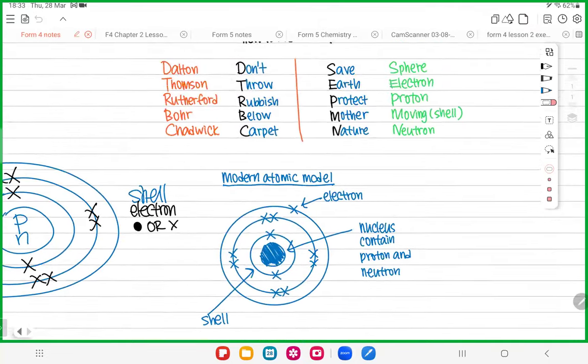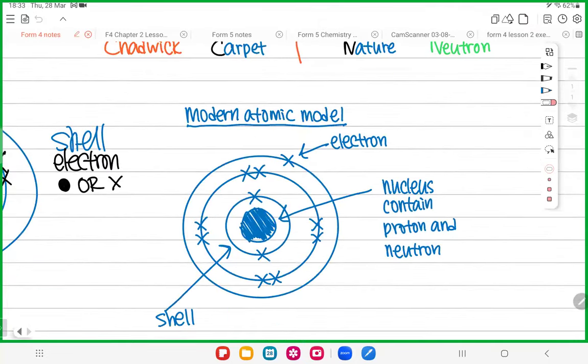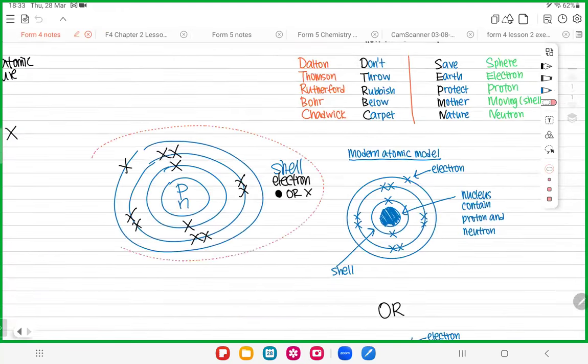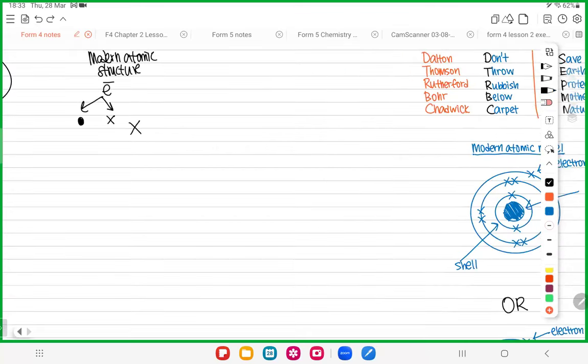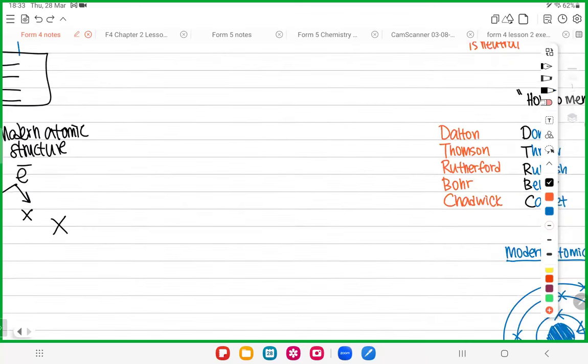All right, so now we need to know how to draw the modern atomic model. What is the modern atomic model? It means that after you combine all the knowledge from the five scientists just now, all the five concepts, we come up with the latest version. Modern means latest. So how do you draw the latest version of the atom?